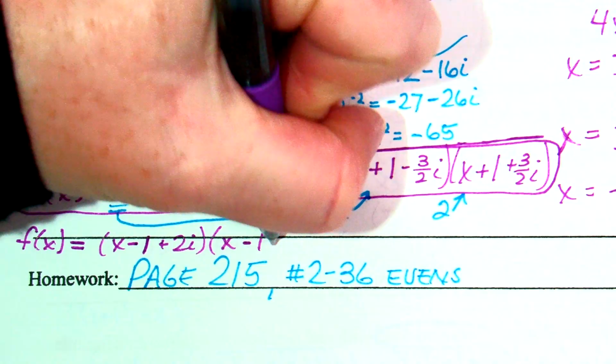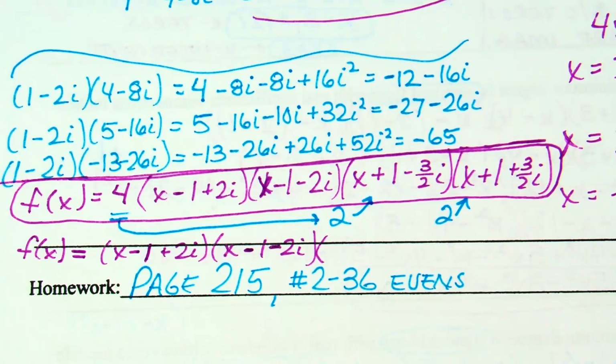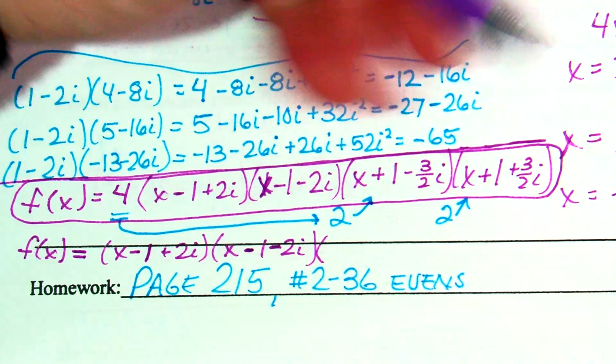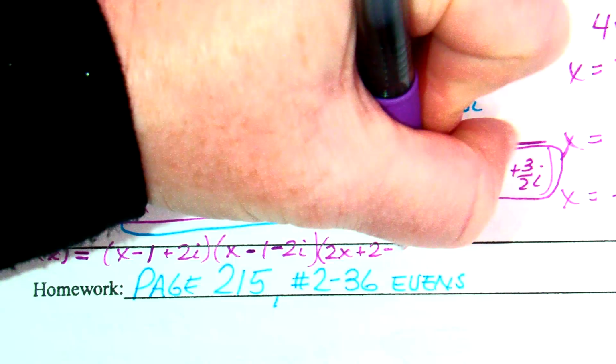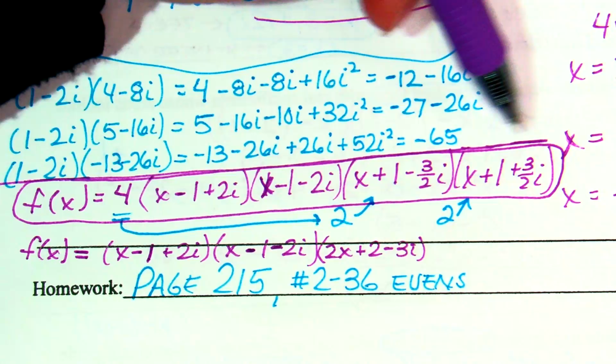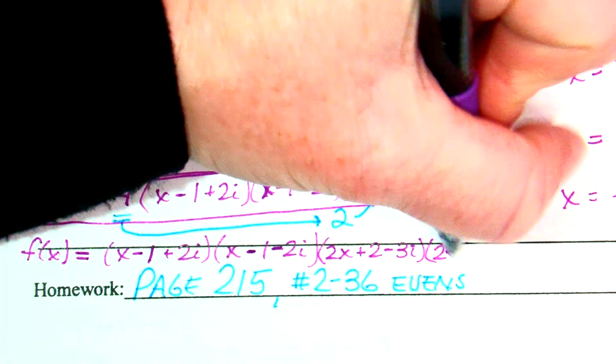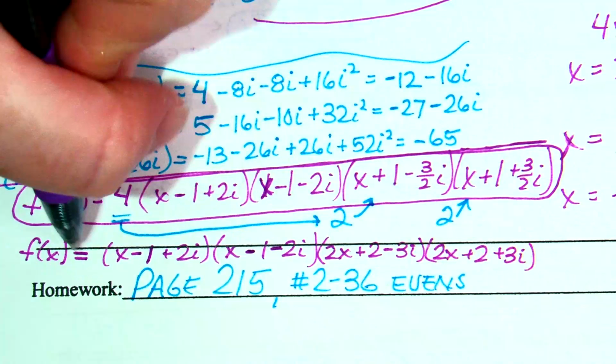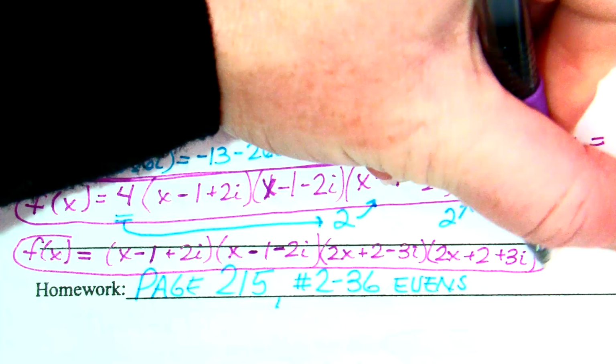Okay. That third factor, multiply that factor by 2. That means you're multiplying everything by 2 in it, yes? What does that become? 2x plus 2 minus 3i. So 2x plus 2 minus 3i. Same thing with the last factor. Multiply it by 2. So if we multiply that by 2, it becomes 2x plus 2 plus 3i. This is an equivalent answer.